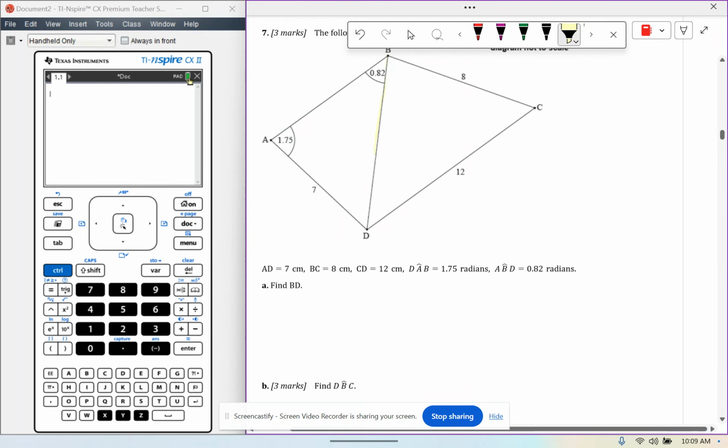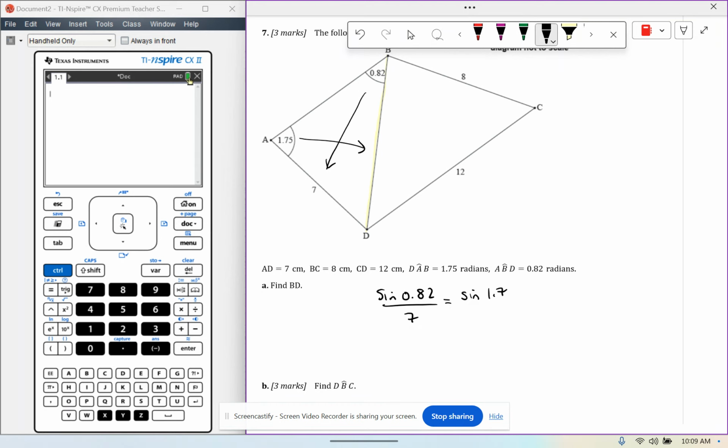So this side length, I have a known angle across from a side, and then I have a known angle across from the side I'm looking for. I'm going to use law of sines. So I have the sine of 0.82 is across from 7, and that is proportional to the sine of 1.75, which is across from BD, the length that I am looking for.